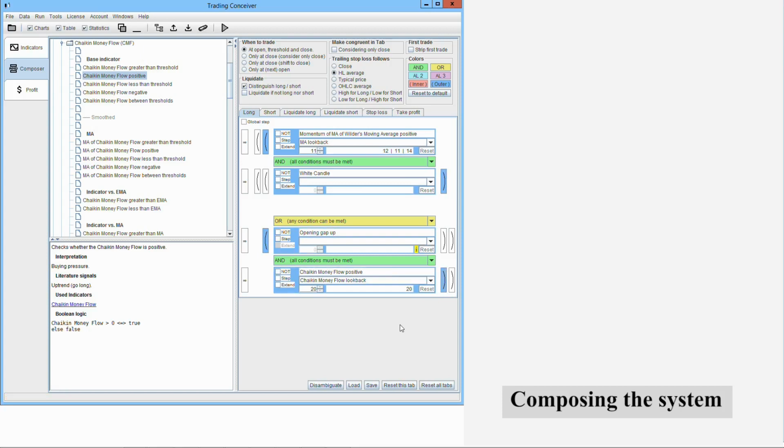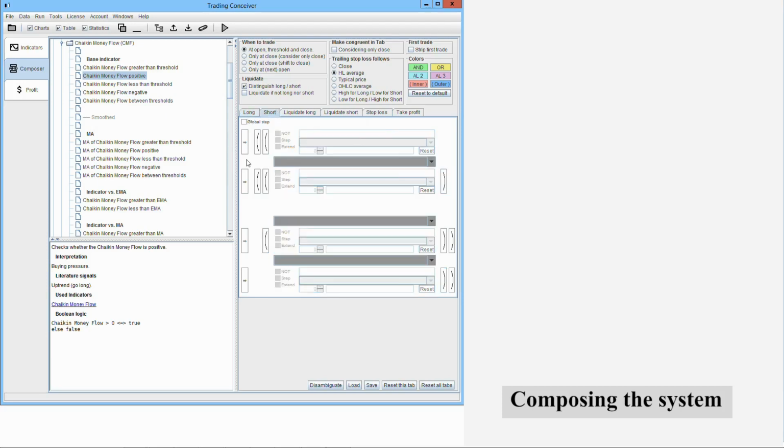You need to repeat these steps for all the tabs of your interest. We just filled in the long tab. If you want to define when to go short, you will have to repeat the same process for the short tab, and so on for all the other tabs.